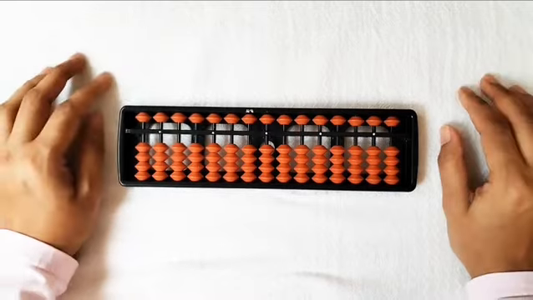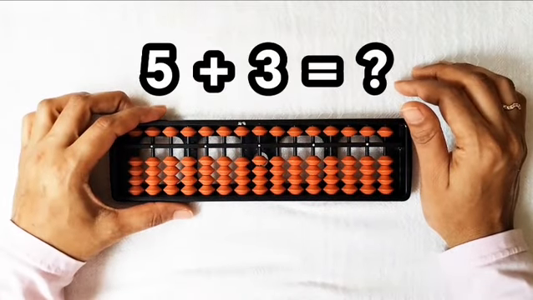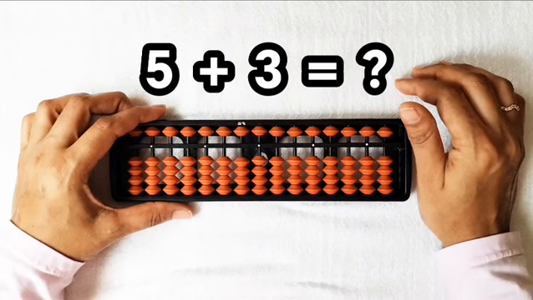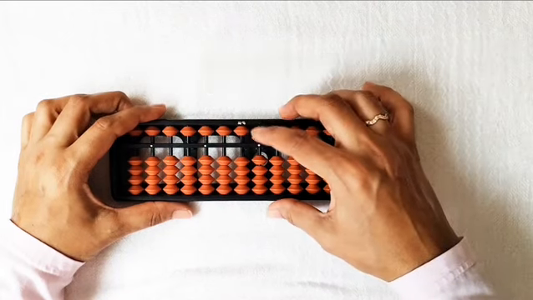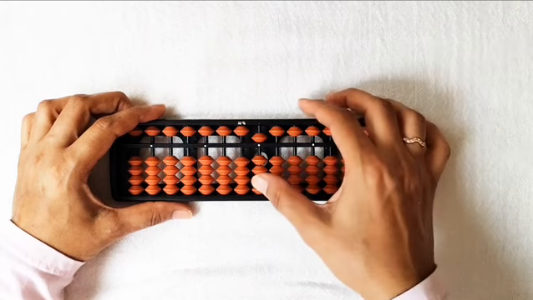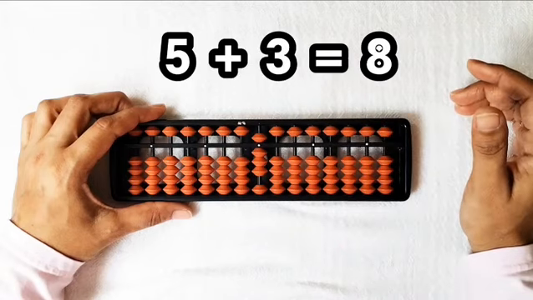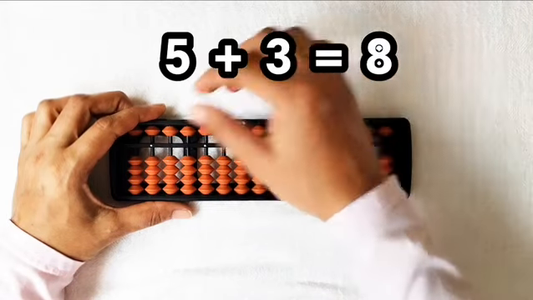Let us begin with the first question. 5 plus 3. 5. Add 3. How will I add 3? We can do it directly. So add 3. The answer is 8.